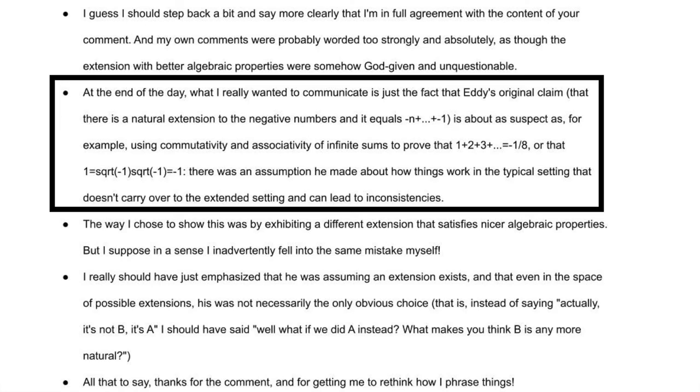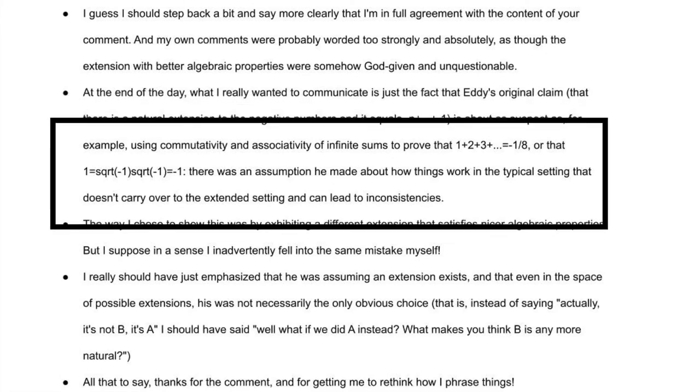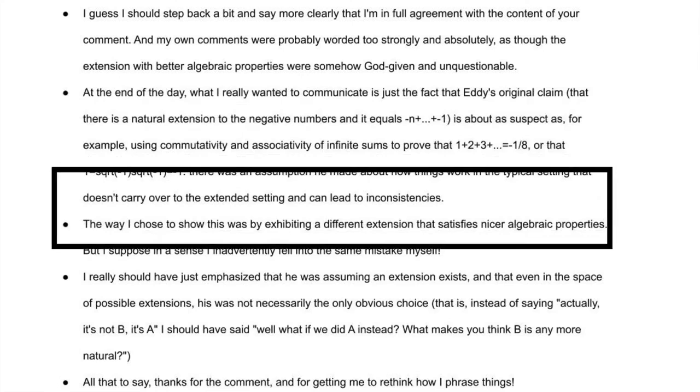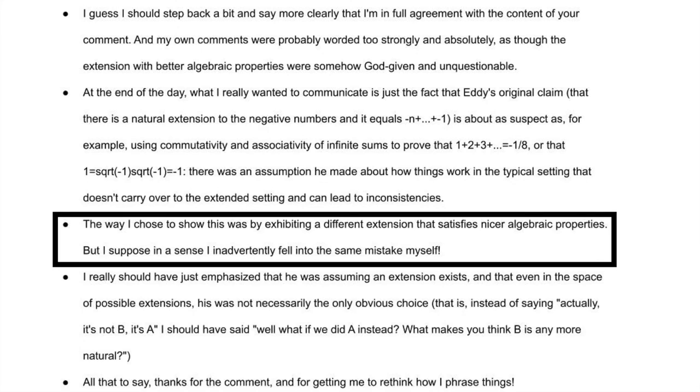Well, I agree with you. Your conclusion that Eddie's extension is possibly not as sound as he imagines it is, in my opinion, correct. What I find to be faulty, though, is the reasoning you used to achieve the conclusion. I thought it would be informative to point out that your line of reasoning was not necessarily any more accurate than Eddie's, although I do think I understand what you were trying to get at. The way I chose to show this was by exhibiting a different extension that satisfies nicer algebraic properties. But I suppose in a sense I inadvertently fell into the same mistake myself.